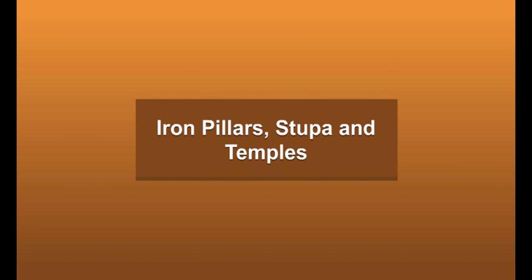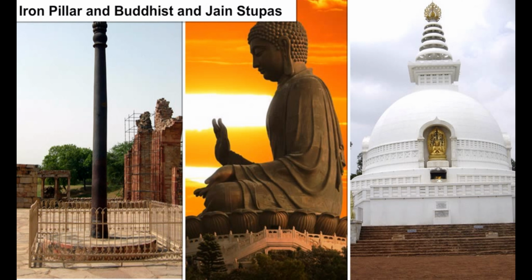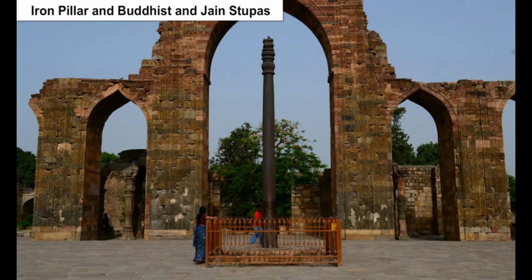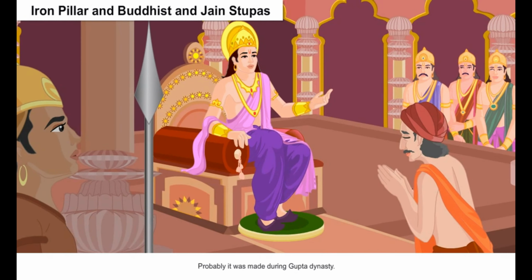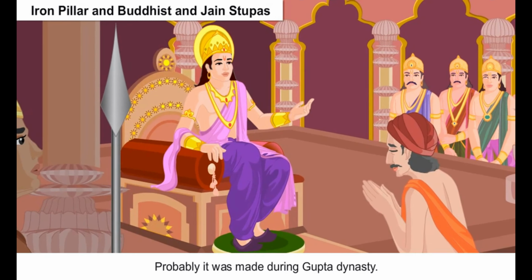Iron pillars, stupas and temples. Iron pillars and Buddhist and Jain stupas. The 7.2-meter high iron pillar, situated at Mehrauli, was created about 1800 years ago. Probably it was made during the Gupta dynasty.